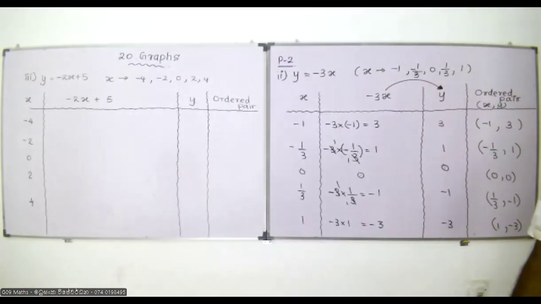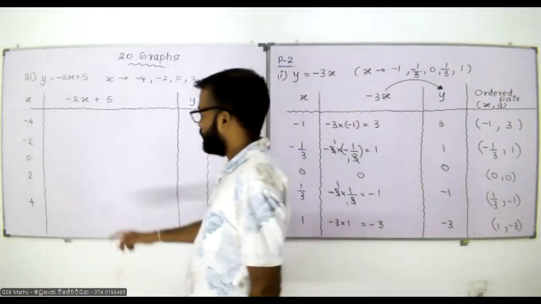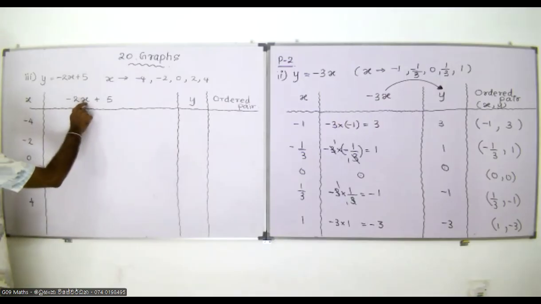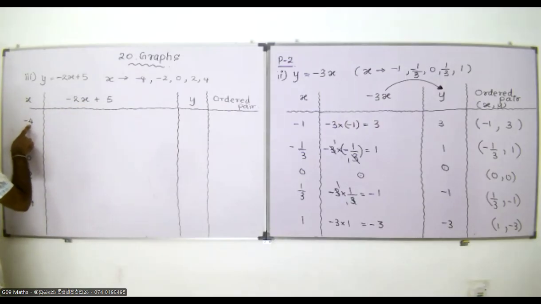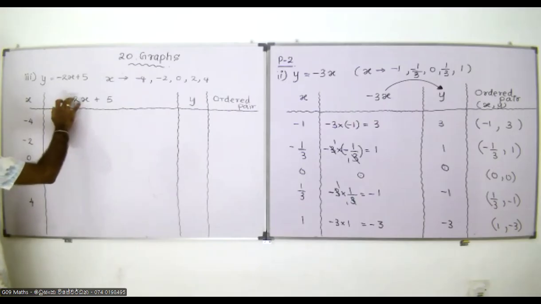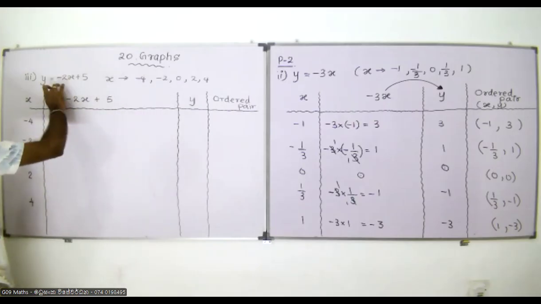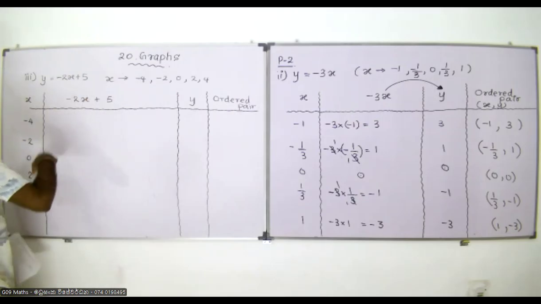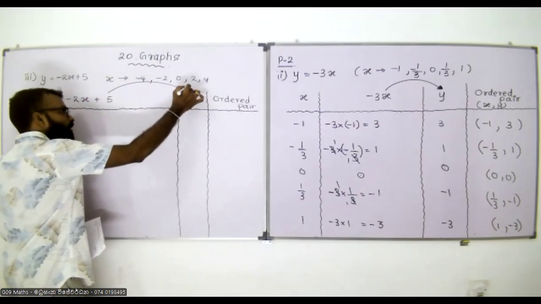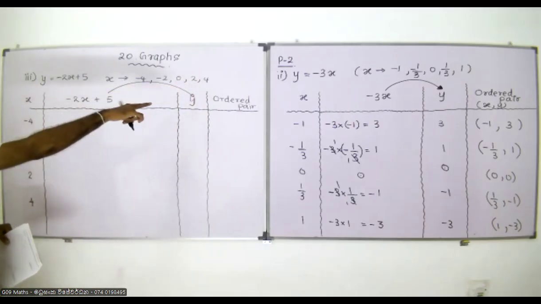Right. Same thing you have to do. I will show you. So here you have x. Instead of x, you are going to substitute negative 4, negative 2, 0, 2, and 4, and you are going to find the value. That value is equal to y, because y is equal to negative 2x plus 5. Then you can write down the ordered pair.